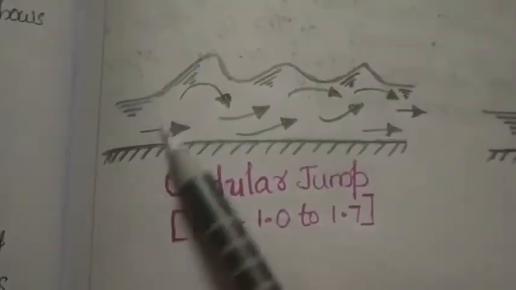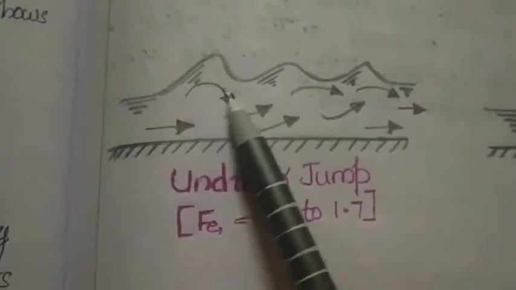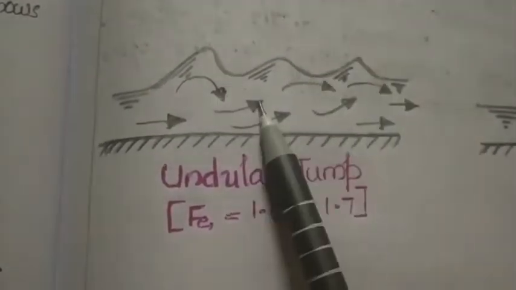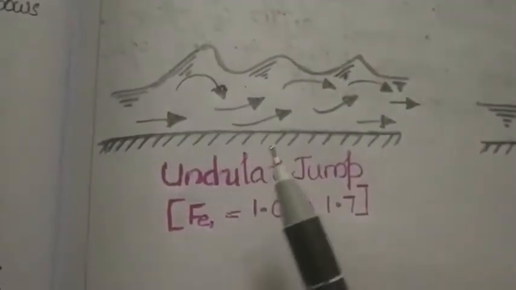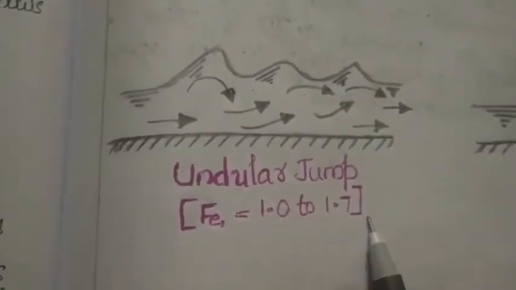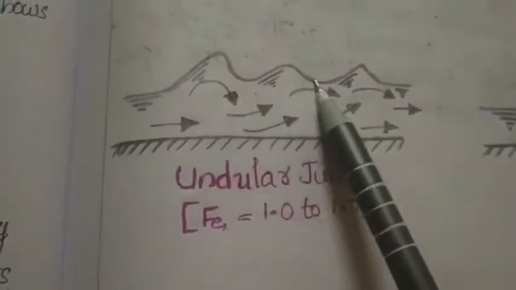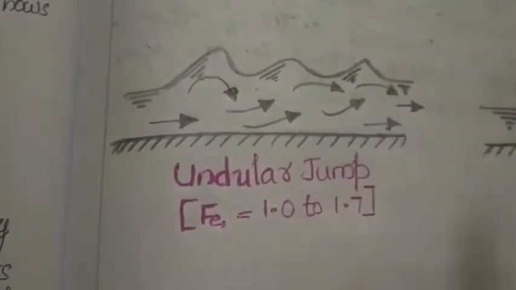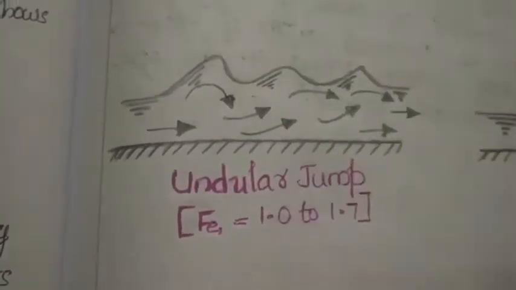So the figure shows an angular jump. So here the Froude number Fe equals 1 to 1.7 and the water surface shows some undulations. So the jump is called angular jump.